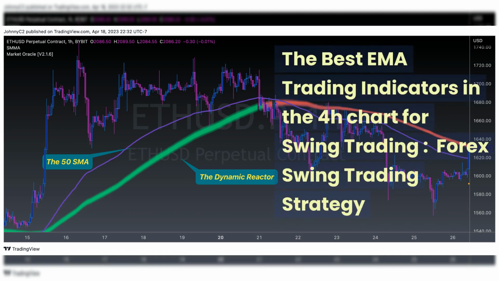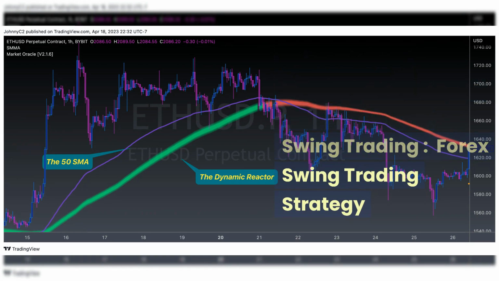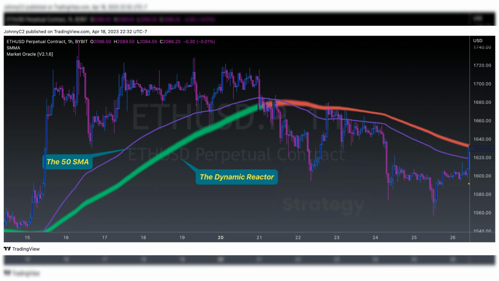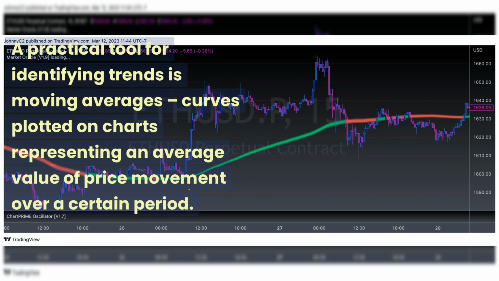The best EMA trading indicators in the 4-hour chart for swing trading. Forex swing trading strategy. A practical tool for identifying trends is the moving average.